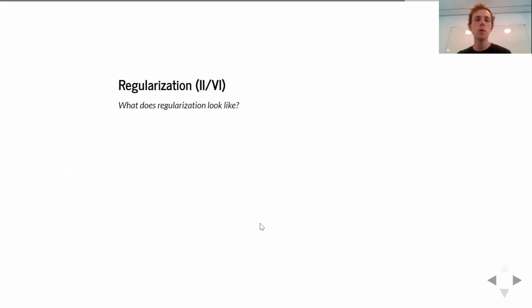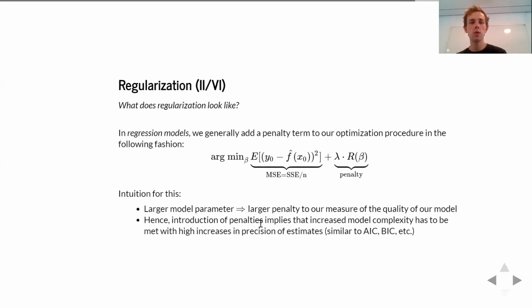Okay, so what does regularization look like? In regression models, when we regularize, we will generally add a penalty term to our optimization procedure in the following way. So instead of just minimizing the mean squared error, so the expected squared distance between our true targets and our predictions with respect to our weights, our coefficients, we'll also add a penalty term that penalizes us for our choice of coefficients.